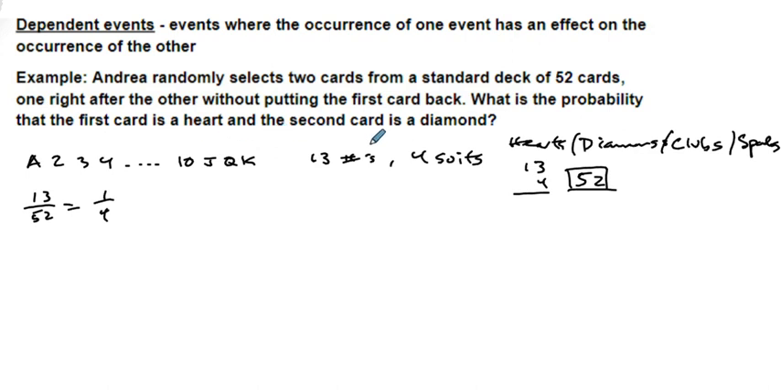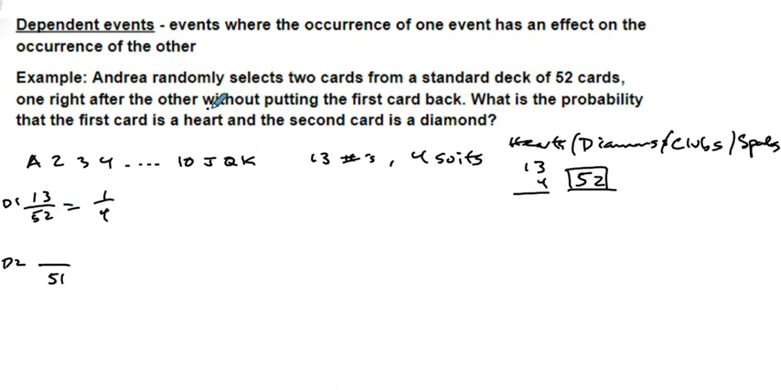Now the second card is a diamond. You're going to be really tempted to say that's also going to be 1 in 4, and so you multiply and get 1/16, right? No, that is not what happens here. The reason is that the deck changes after you pull that first heart. So that's draw 1. Now on draw 2, you only have 51 cards, because 1 is out.